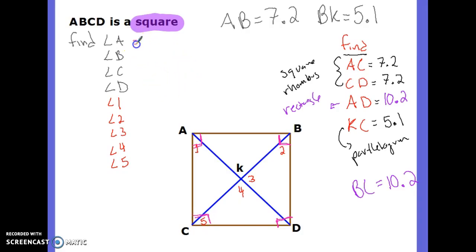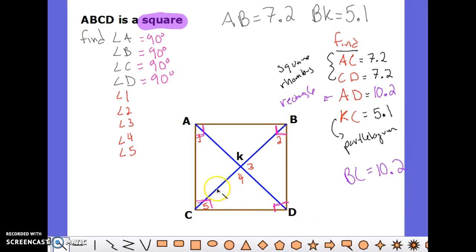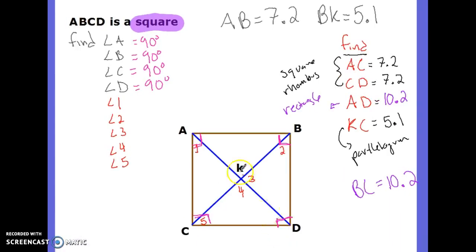Angle A, B, C, and D all equal 90. In fact, this is what makes a square a rectangle. They need to have all 90 degrees. Where things get a little bit more difficult is when I ask for some of these portions of the angles. Because for angle 1, notice that's not all of angle A, it's just a piece of angle A.